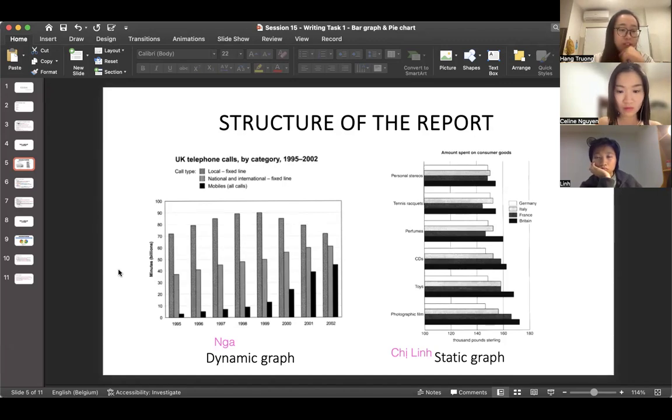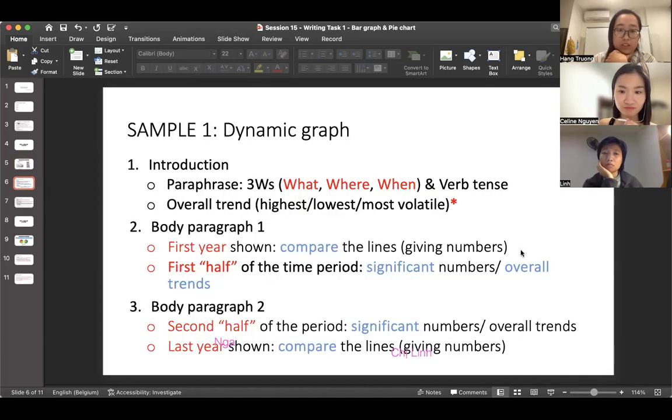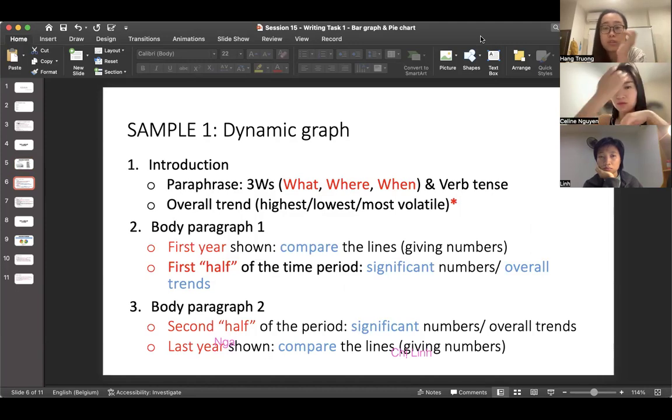Okay. Now let's start with sample 1, shall we? Sample 1. Intro. Sample 1 is a dynamic graph, right? In which we have a lot of years. Now let's look at the slide and also compare with what Nga has put into the chat box. So introduction, paraphrase, the 3 WH questions, right? What it is, so it's a bar chart. Where, in the UK, and when, the period between 1995 and 2002.